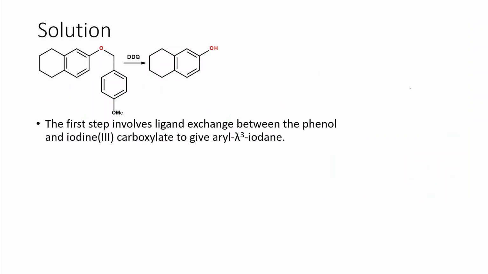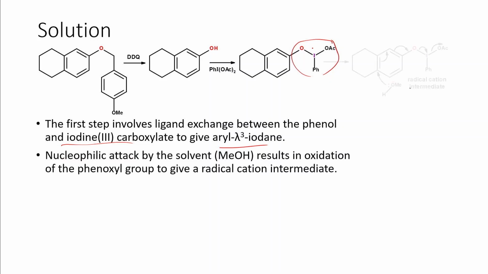So once we have this alcohol, the next step is the iodine 3 carboxylate reacting with the corresponding phenol unit, and we end up with the aryl lambda 3 iodane. So this is the intermediate that will be formed in the first step, and this then undergoes attack from the solvent molecule, because if you look at the solvent that is used, that's methanol. So this has a lone pair of electrons, and this attacks this bridgehead carbon atom.